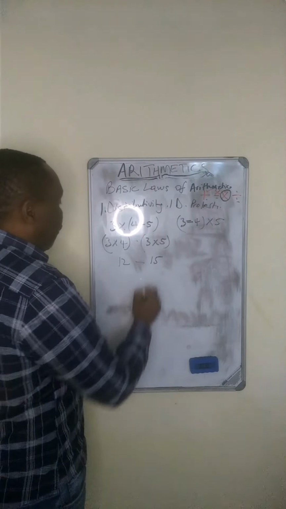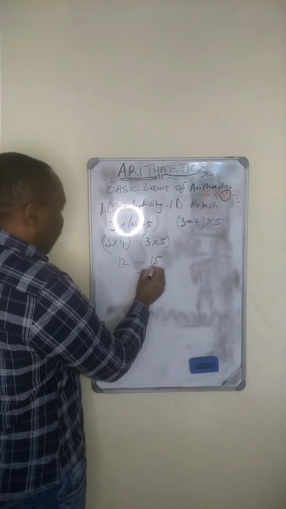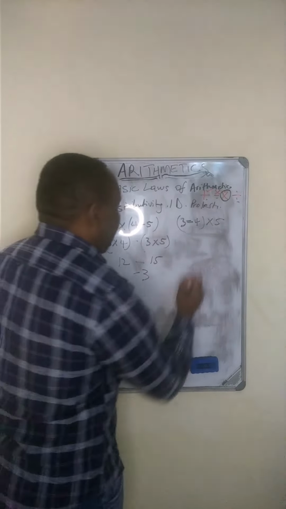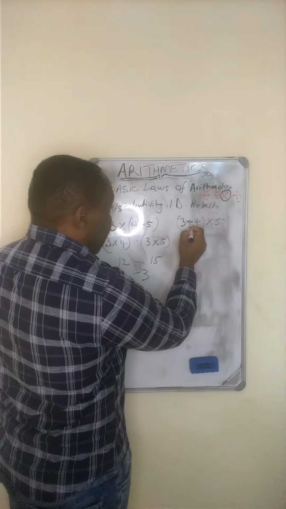15 minus 12 gives me what? A minus 3. Take the sign of the bigger number. 15 minus 12 gives me a minus 3. And then I come to this side, and on this side I say the same thing.